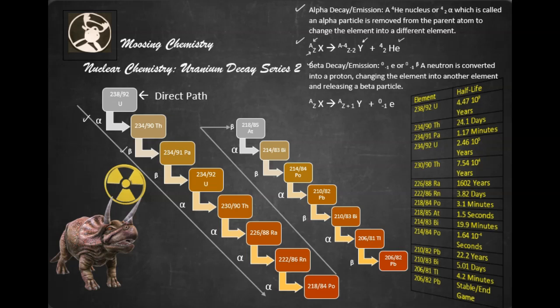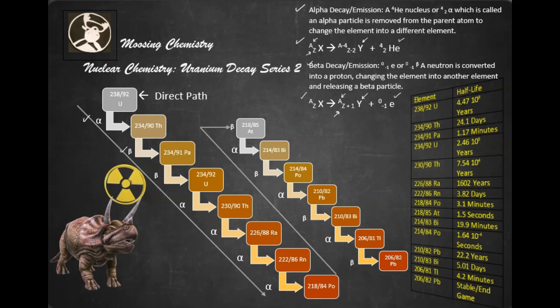A neutron is converted into a proton, changing the element into another element and releasing a beta particle. And we're going to use the equation A over Z, X yields A over Z plus 1, Y, plus our beta particle. Our A again represents our atomic mass number, which is the number of protons and neutrons in the nucleus of an atom, and the Z number is the atomic number, which represents the number of protons. And our Y would represent our brand new element.